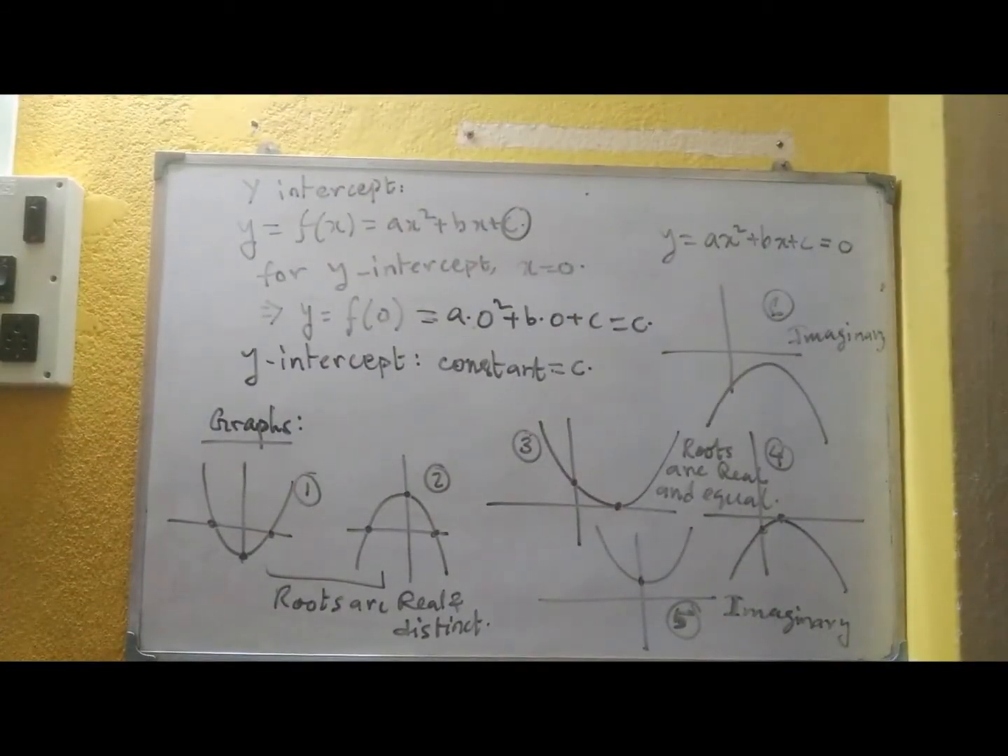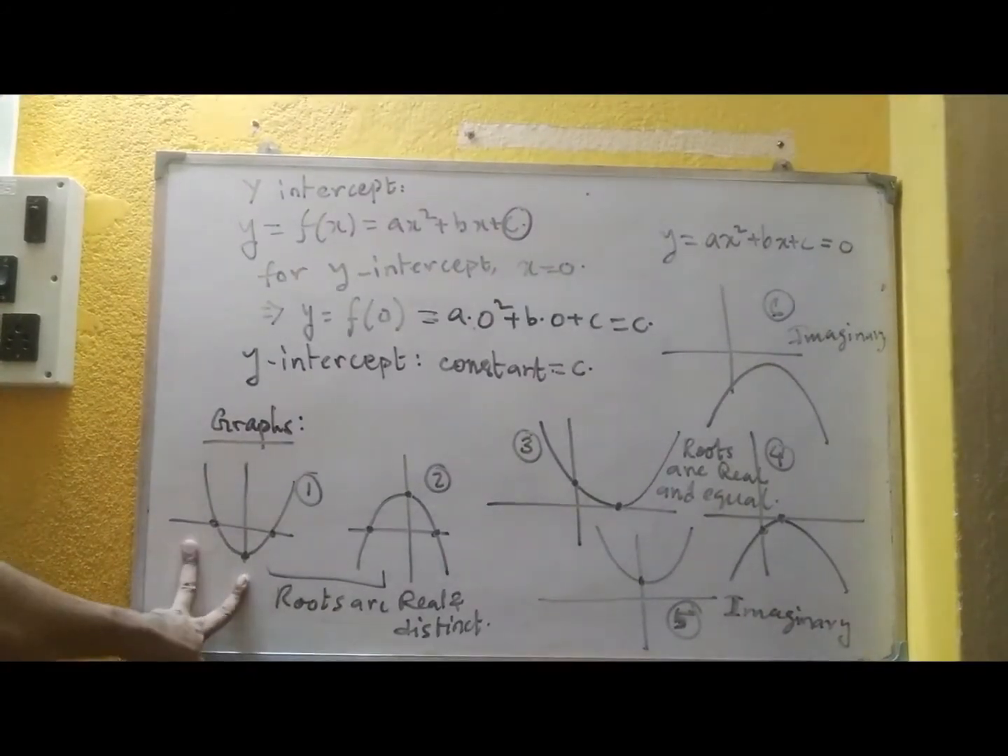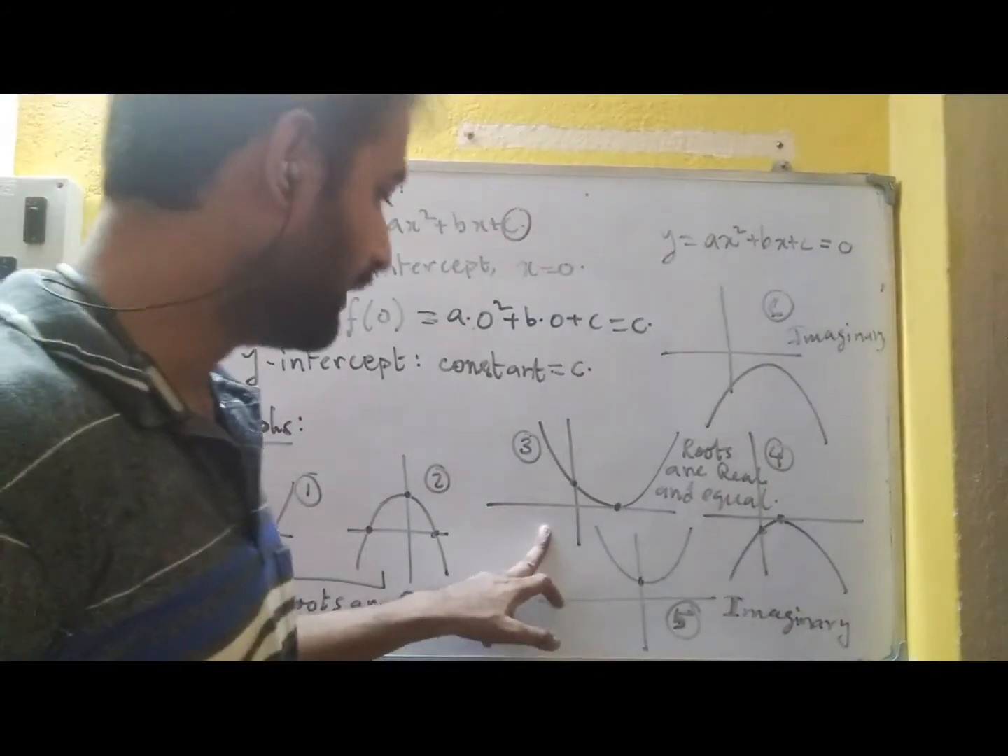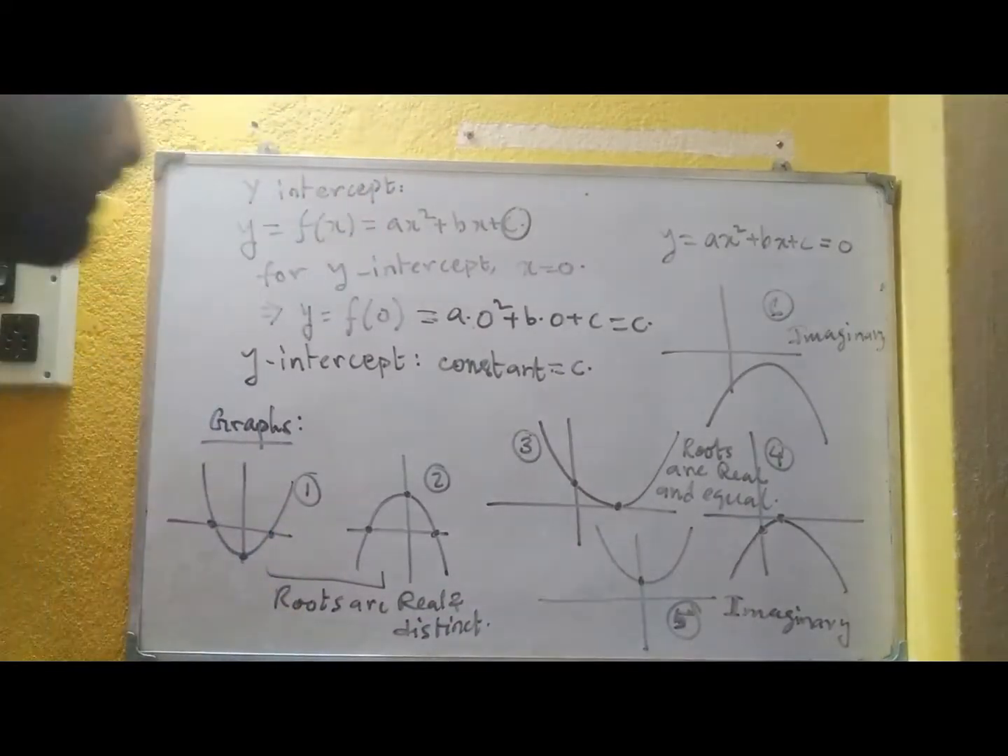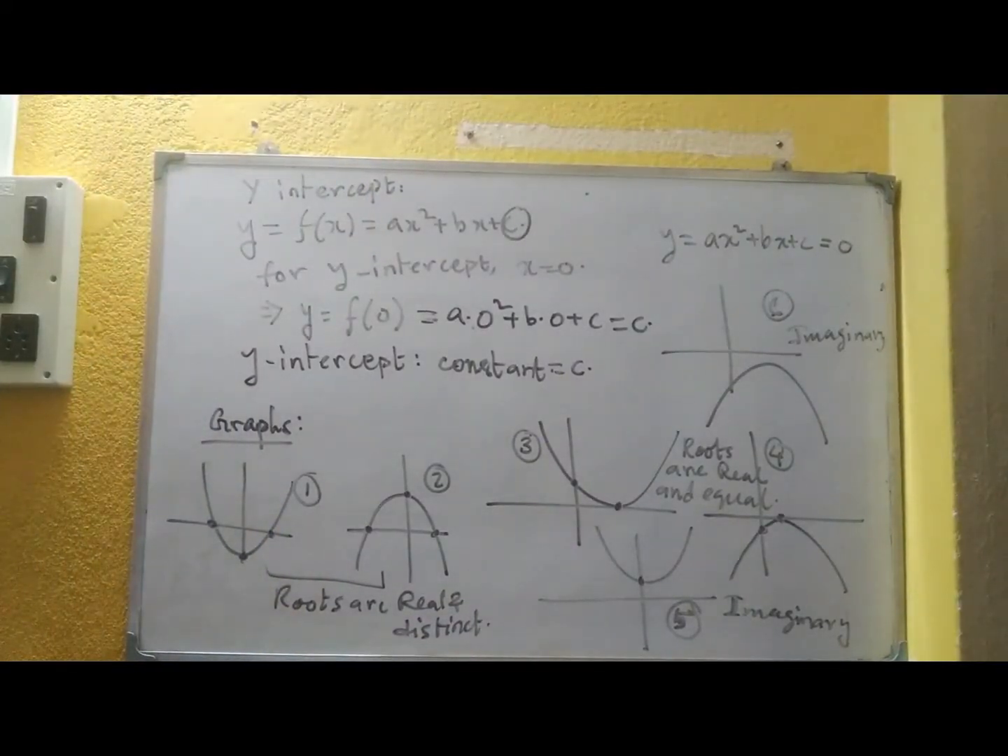See, every time we are having a y-intercept. But sometimes we are having two x-intercepts, sometimes one x-intercept, and sometimes no x-intercepts. So these things you have to remember. That's why we have to show all these 6 graphs.